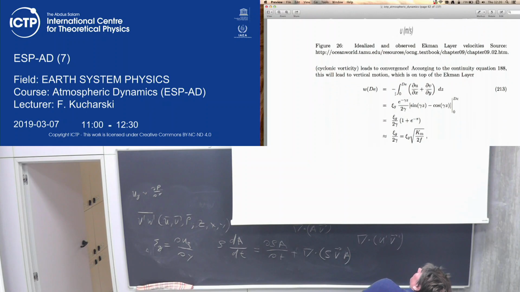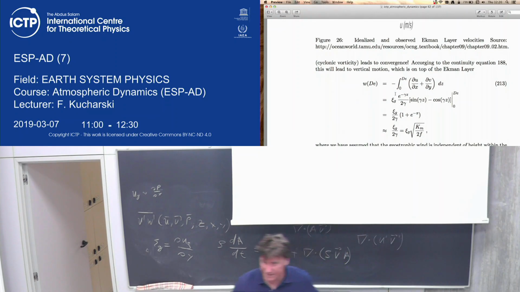Now our final idea is to evaluate what could be the vertical velocity at the top of the boundary layer caused by this divergence. That could be useful to understand, for example, how to trigger convection, to trigger rainfall just because of this vertical velocity. So we want to do this.